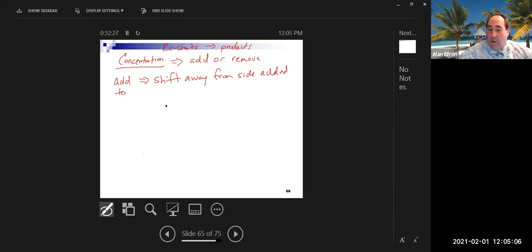It will shift away from whichever side it was added to, to the other side, to once again reach equilibrium. The opposite is true. If we remove, it will actually shift towards the side we removed it from.